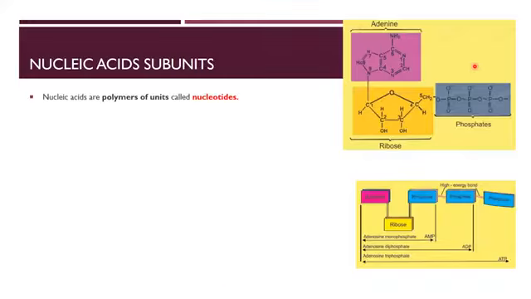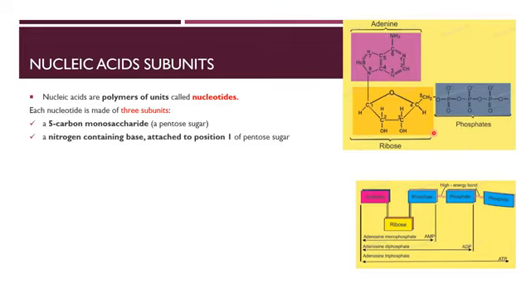Now, nucleic acid subunits. So the subunits are the nucleotides. And this nucleotide has three subunits. The first one is the 5-carbon monosaccharide sugar, as you can see here. Okay. Now, the second one is the nitrogen containing base that is attached to the carbon number 1 of this 5-carbon sugar. Okay. Now, the third is the phosphoric acid that is attached to the carbon number 5. Okay. So one sugar, and then the nitrogenous base that is attached to carbon number 1, and the phosphoric acid that is attached to carbon number 5. Okay.